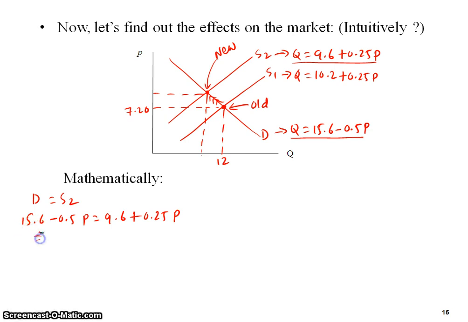So if you do that, okay, this is what you are going to get. So you're going to get p equal to 8. Okay, so the new equilibrium price here is at $8. Okay, how about the quantity? Take this price of $8 and substitute either in the demand equation or the S2 equation, right? Either one is fine. Okay, and you are going to get 11.6. So this new equilibrium quantity is at 11.6.